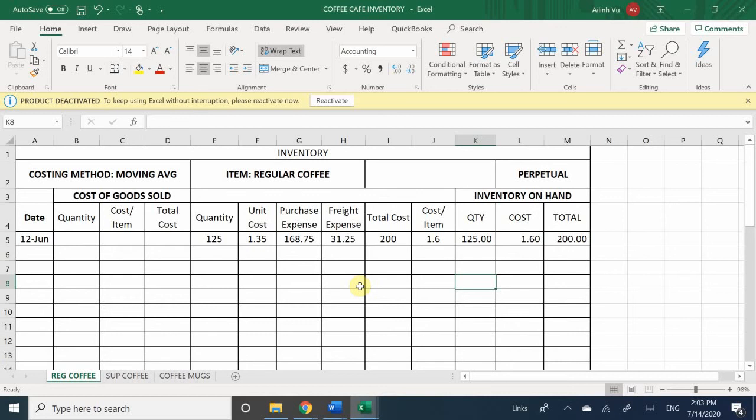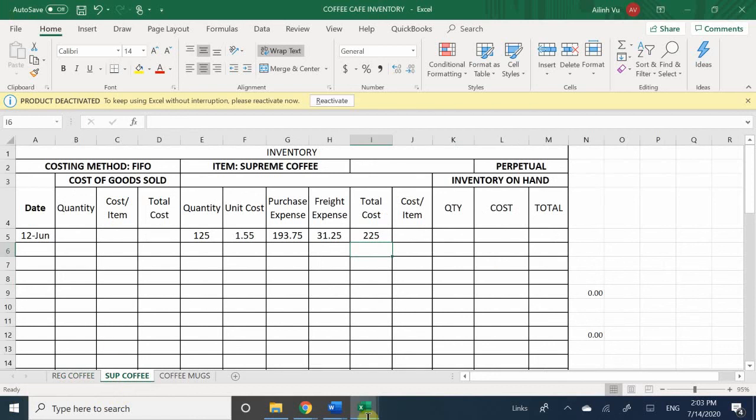All right. So now we got to go fix our Supreme Coffee. Okay. So we already solved right here. It was $2.25. However, what was the cost per item? $1.80. Yes, it's going to be $1.80. All right. And then we're going to move this right along.